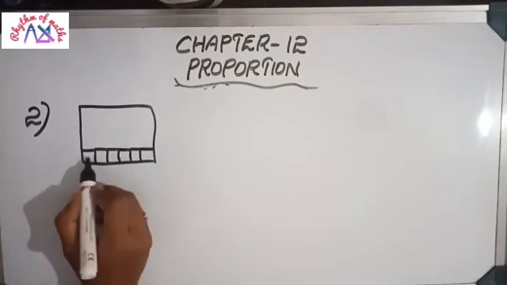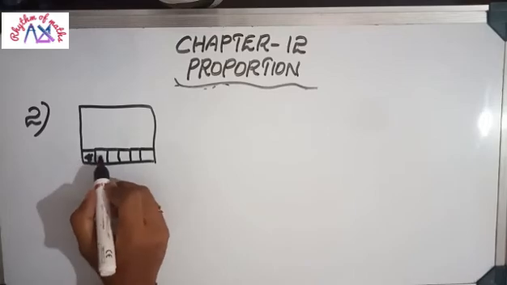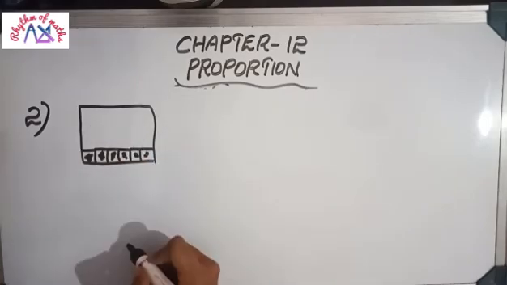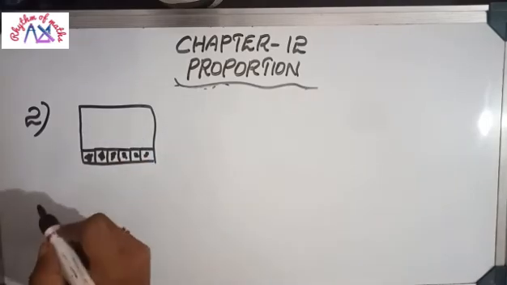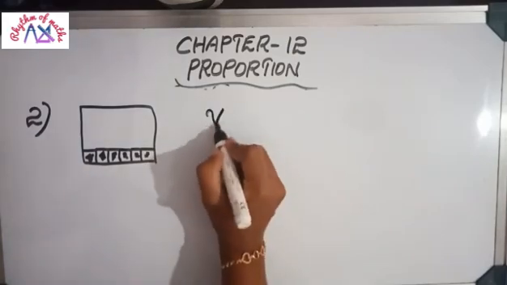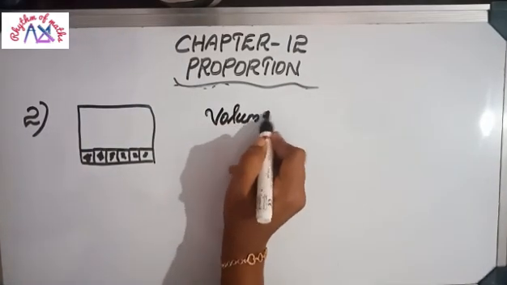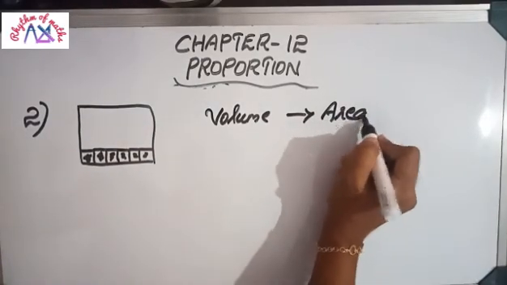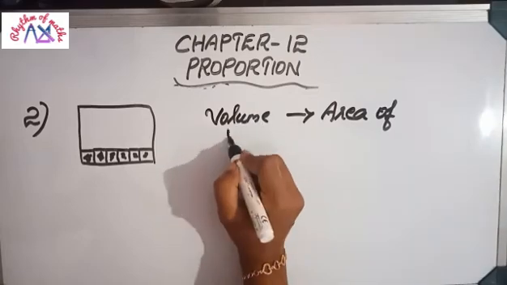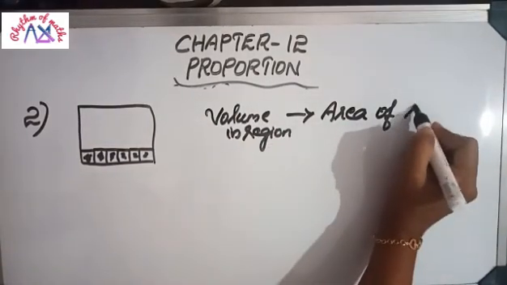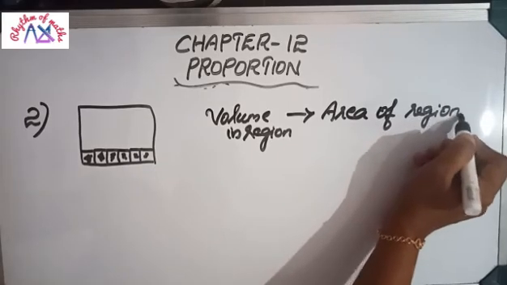Okay, now in each 1 square, that means here the water fall in this one and in one here, everything will be equal. That is already given. We have to prove that the volume of water falling in this region is proportional to the area of that region. Volume in a whole region is proportional to area of region. This is what we need to prove.